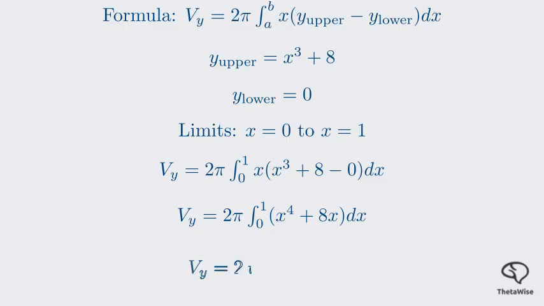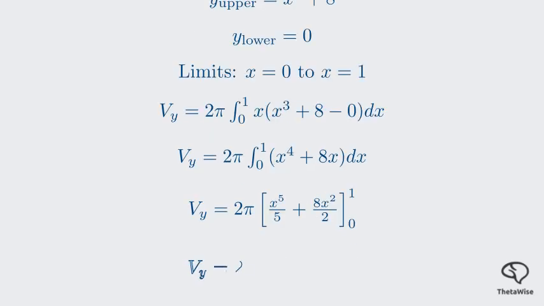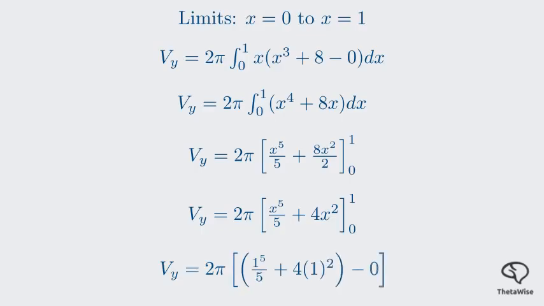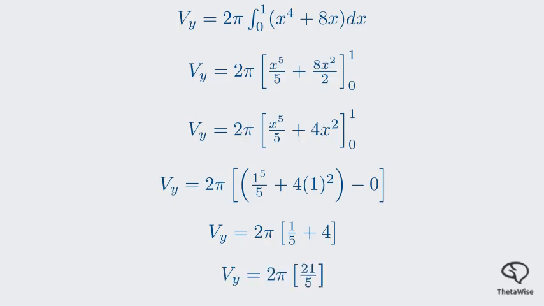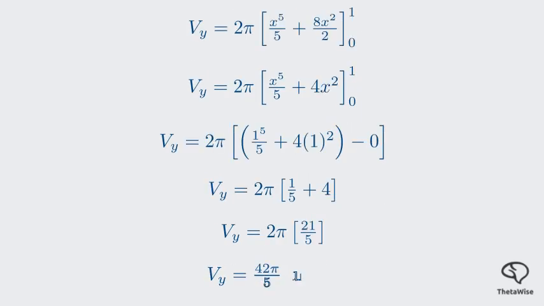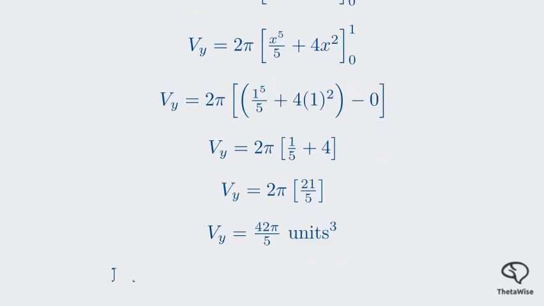Integrating term by term, we get 2 pi times the expression x to the 5th over 5 plus 8x squared over 2. Simplifying, this is 2 pi times x to the 5th over 5 plus 4x squared. Now we evaluate from 0 to 1. Plugging in 1 gives 2 pi times 1 over 5 plus 4. The lower limit 0 makes both terms 0. We can write 4 as 20 over 5. So we have 2 pi times 21 over 5, which is 42 pi over 5 cubic units. Numerically, this is approximately 26.389 units cubed.